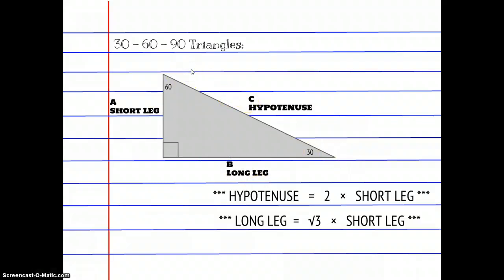Now, because we have some different lengths here, we actually have two formulas for a 30, 60, 90 triangle. The first one is this. The hypotenuse equals 2 times the short leg. So whatever the short leg is here, the hypotenuse is twice as long. Then the long leg is the square root of 3 times the short leg. So if this is the short leg, the long leg is equal to the square root of 3 times that number. Okay? So whenever we work with these, we're going to have to do two formulas.